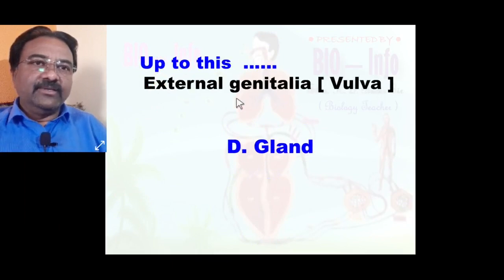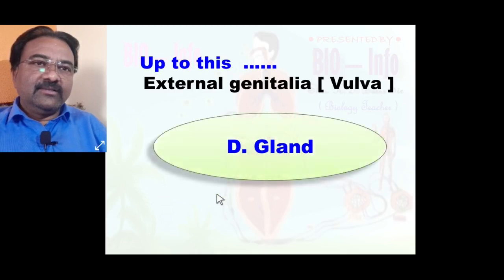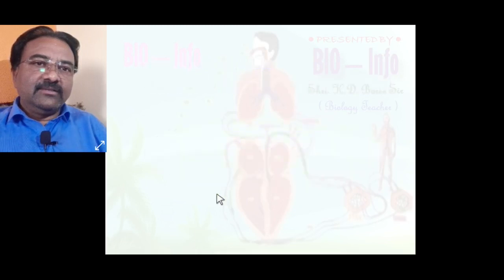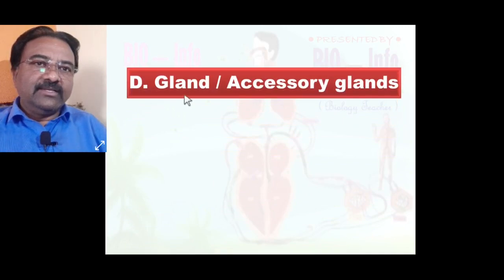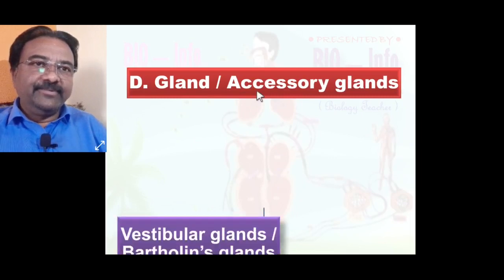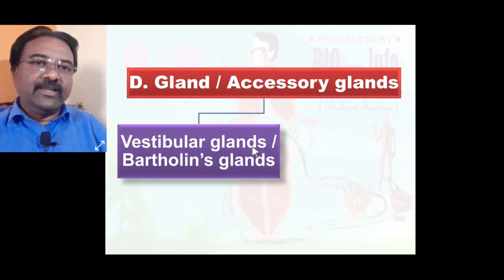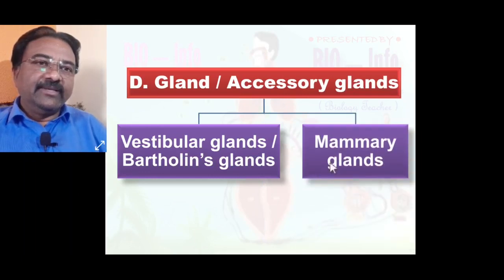So we learn the last part of the female reproductive system, known as glands. Glands or accessory glands of the female reproductive system consist of a pair of vestibular glands or Bartholin glands, and the second one is a pair of mammary glands. So we discuss them one by one.